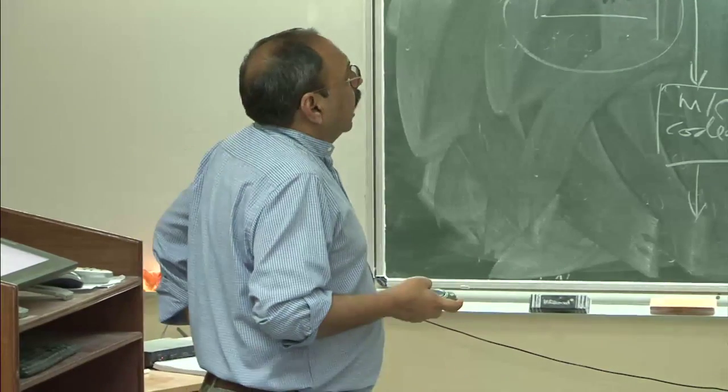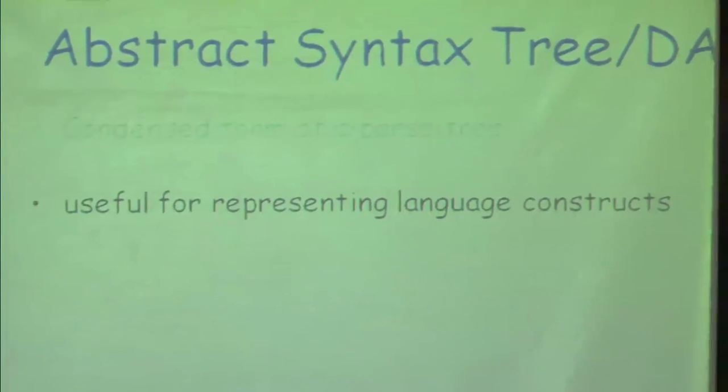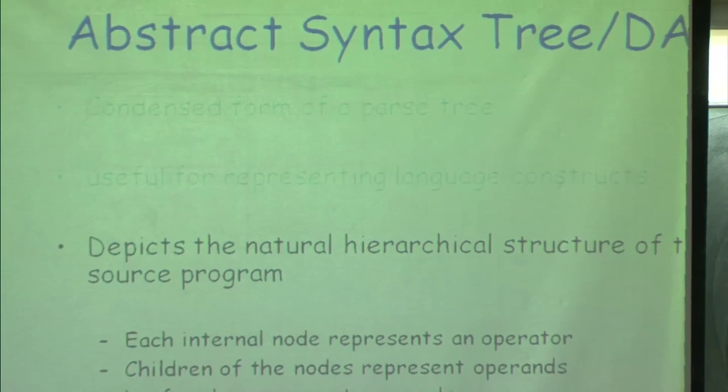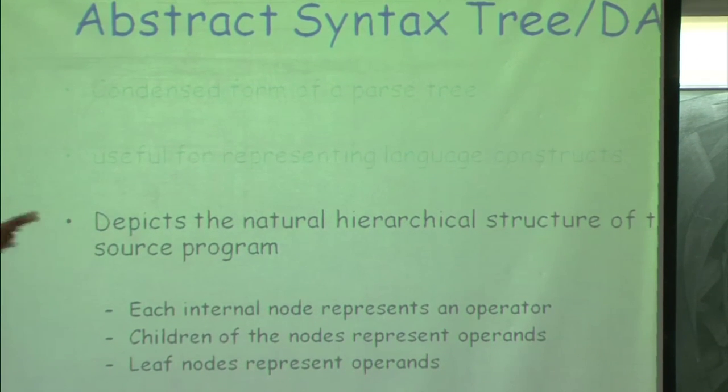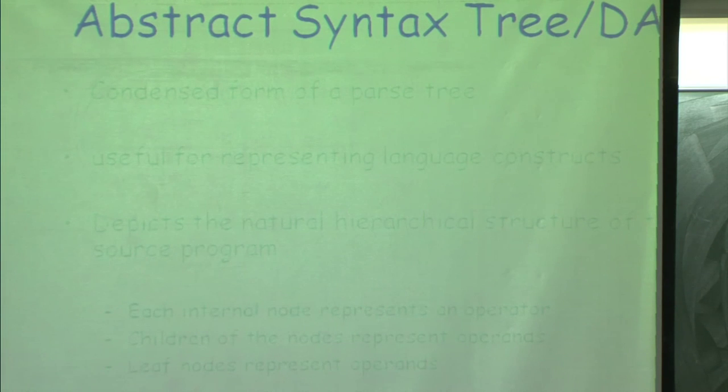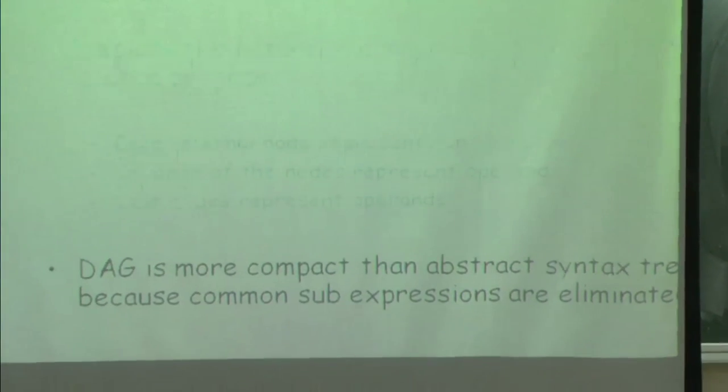Okay? So abstract syntax tree is one IR, and this is condensed form of parse tree and useful for representing language construct. Okay? And this also gives you a very natural order of hierarchy. So if you remember that function tree I showed you, that is very clearly telling you in which order your arguments are appearing and in which order your statements are appearing and so on. Okay? So it has a nice structure, okay? And internal nodes, they correspond to operators, and the children nodes are going to be operands and so on. Okay? And leaf nodes are going to obviously be the operands. Okay? So this is one kind of IR, and DAG is again a more compressed form of abstract syntax tree.